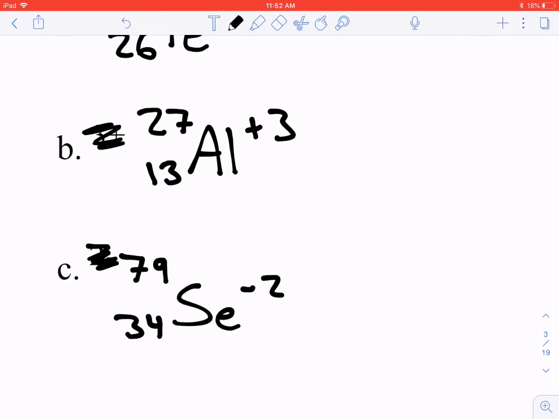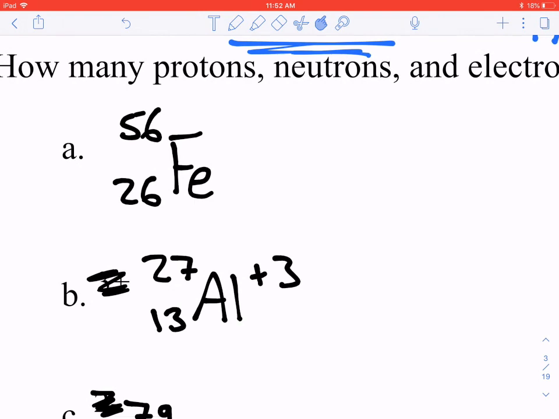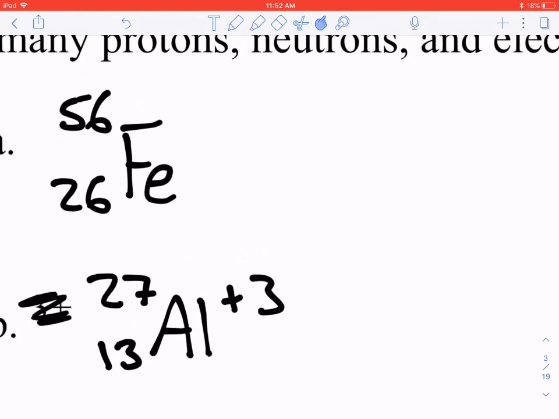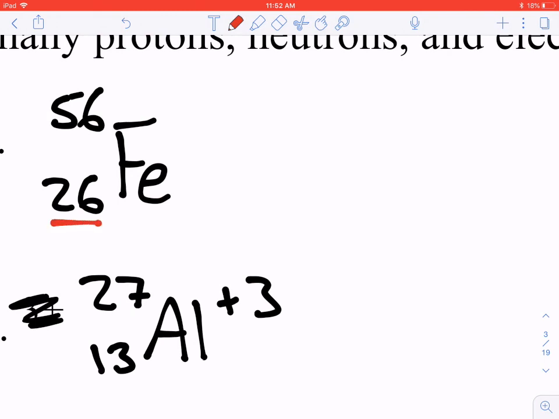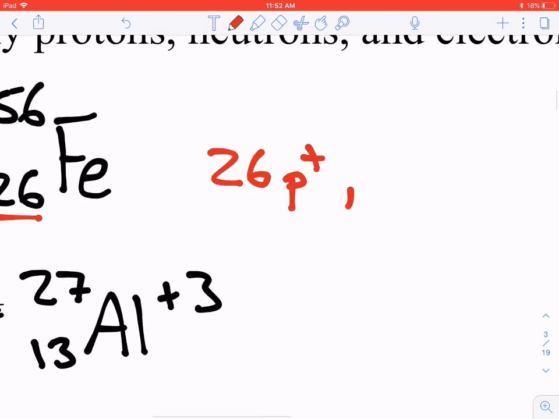Sorry about that. Let's now jump in and see if we can identify the number of protons, neutrons, and electrons. So first off, given that we have this really nice notation, the protons are going to be easy, right? Protons are simply the atomic number. So we have 26 protons for sure. We also can do neutrons because 56 minus 26, mass number minus atomic number, gives us neutrons. So 56 minus 26 is 30.